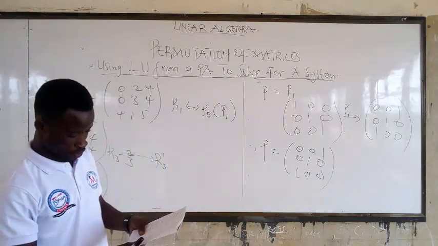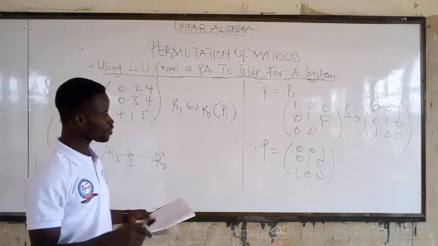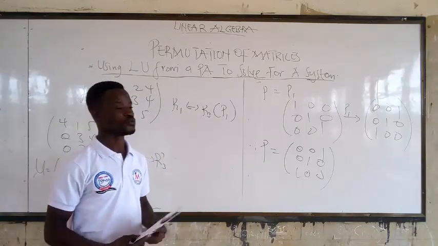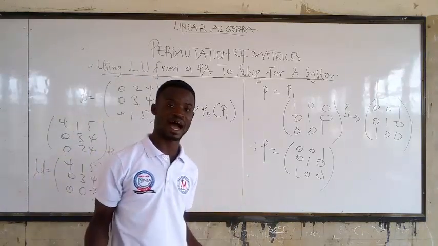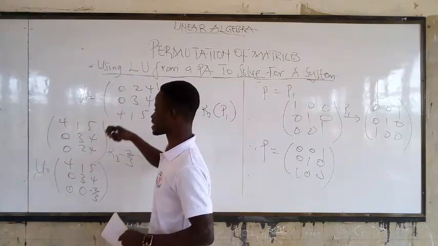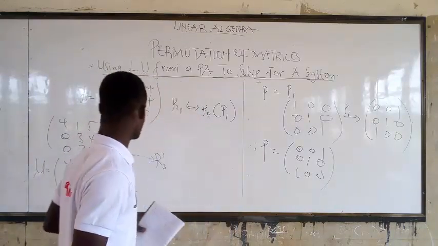Great! So now that we have the P, we can go and multiply P by the what? By the A. And you know this is the A. Beautiful.